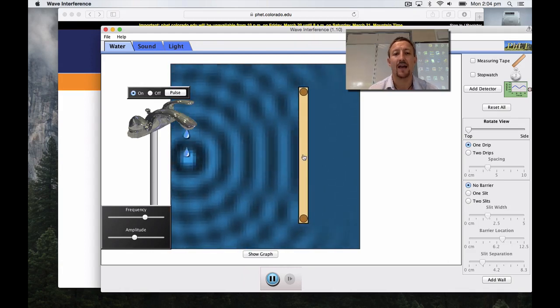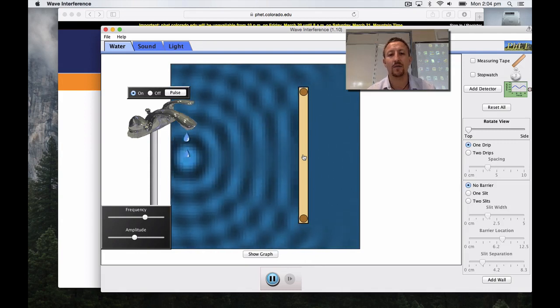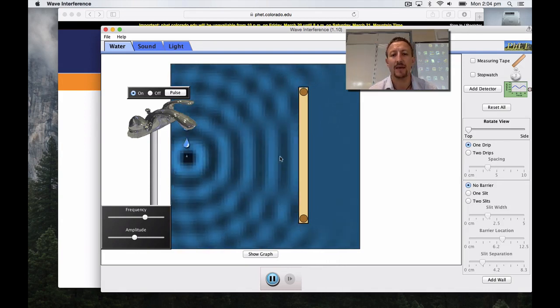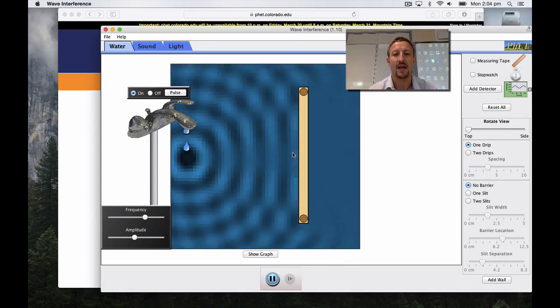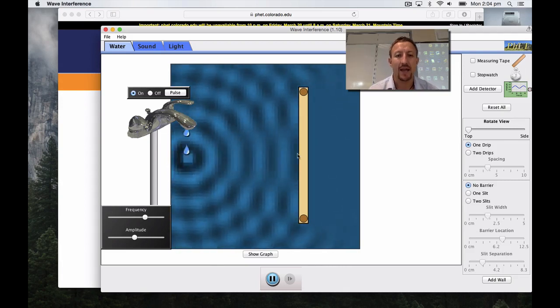Now what you're seeing is the wave coming along. You've got the incident wave coming from the tap, coming in this direction here, and then as it hits the barrier, it reflects off.